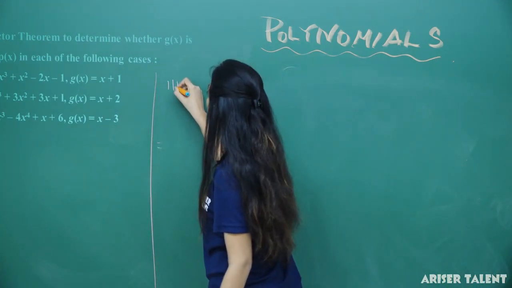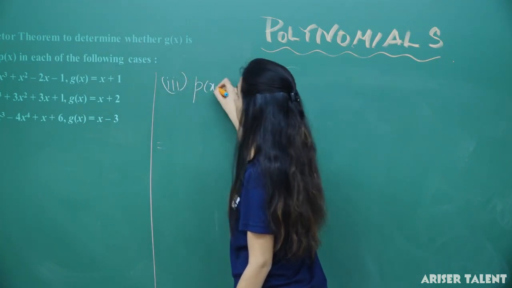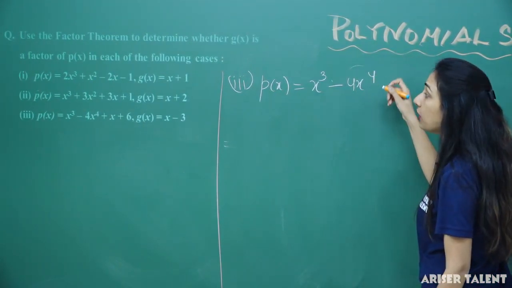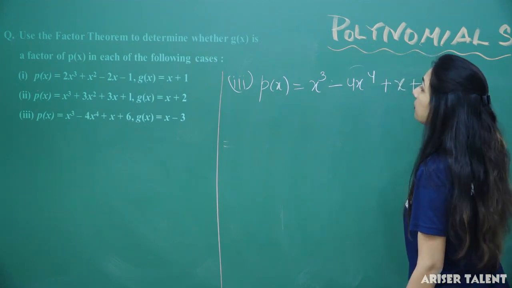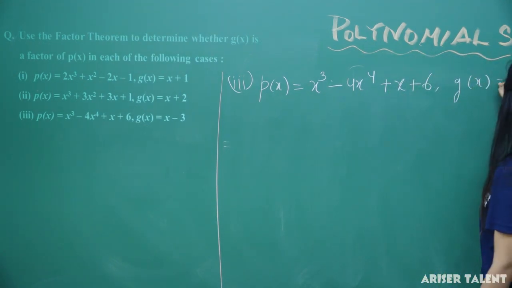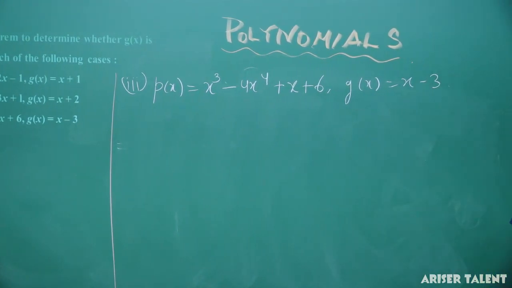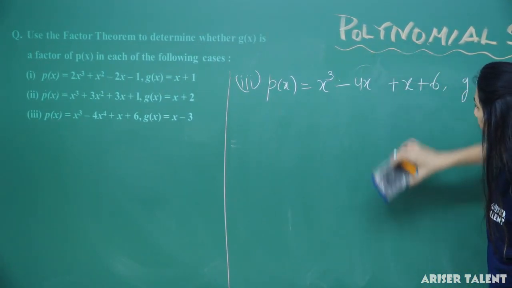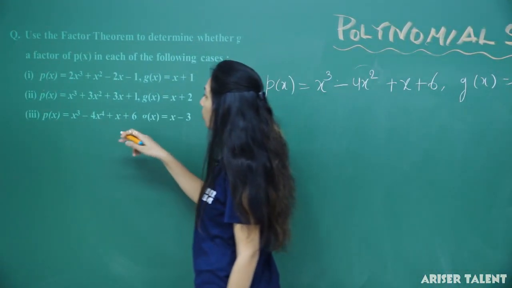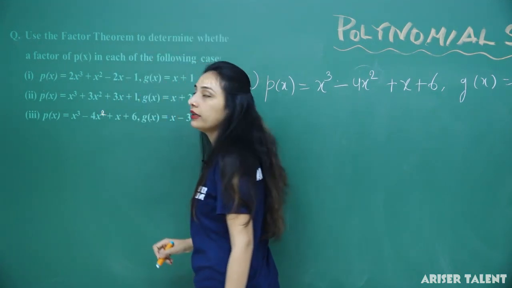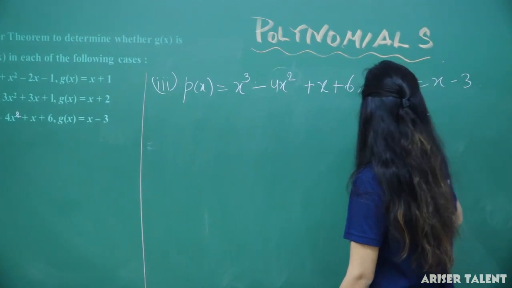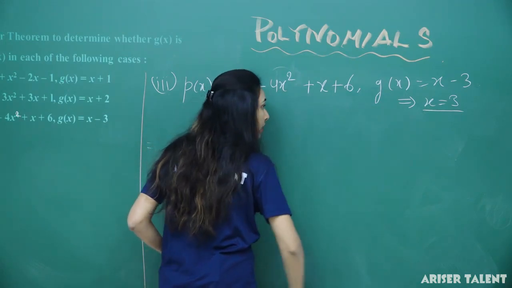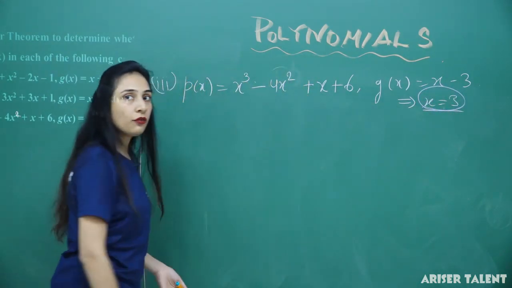So, the third one, we are getting p(x) equals x cube minus 4x to the power 4 plus x plus 6, g(x) equals x minus 3. So, this is your question. Here is a correction: 4x square it is, right? 4x square. So, mark it here also, 4x square it is. Now, going back to our work, this implies that x equals 3. So, we are working for x equals 3.